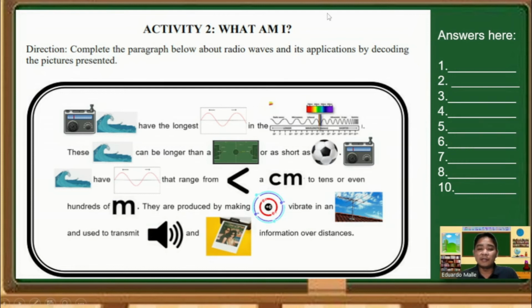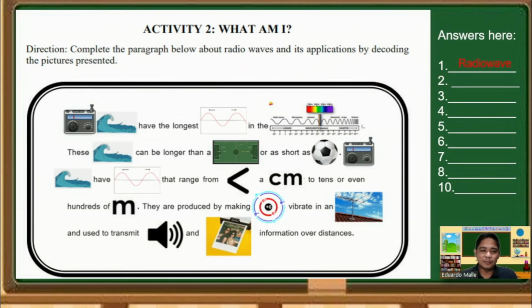In our activity 2, the title is What Am I? Direction, complete the paragraph below about radio waves and its applications by decoding the pictures represented. Sample number 1, what will be the answer? That is radio wave. From the picture, radio and wave.